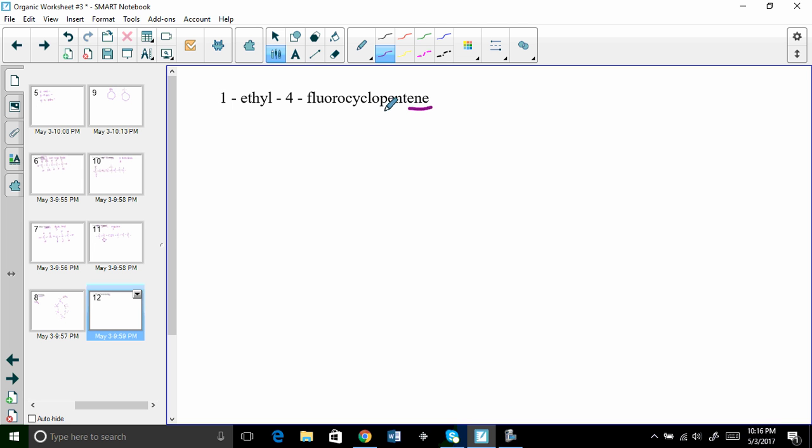Ene means double bond. Pent means 5, and cyclo means in a circle. So I'm just going to do a pentagon. Okay, that's a really bad pentagon. Let me grab the eraser. So just draw a regular pentagon, like make your geometry teacher, Mrs. Hires, proud of you. Let's do a regular pentagon.